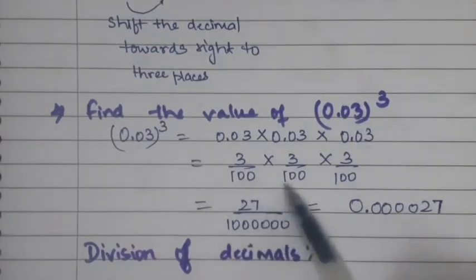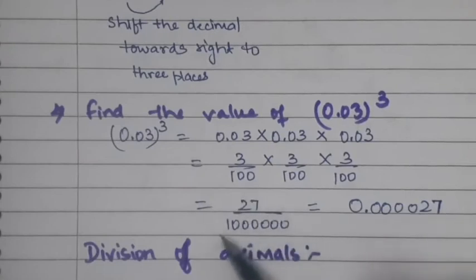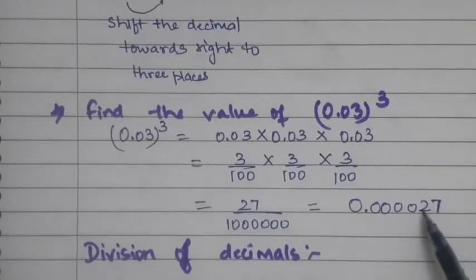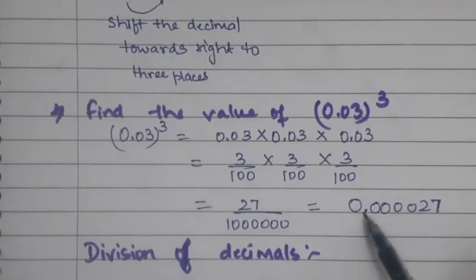How many zeros we will write? Yes, 6 zeros. So now we have to put the decimal. Now 1, 2, 3, 4, 5, 6. 6 zeros. So start counting from the back. 7, 2, no digit. Start putting zeros. 1, 2, 3, 4. Now 6 digits completed. So put the decimal now.